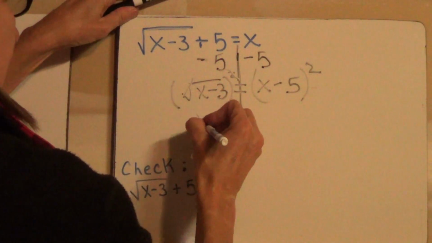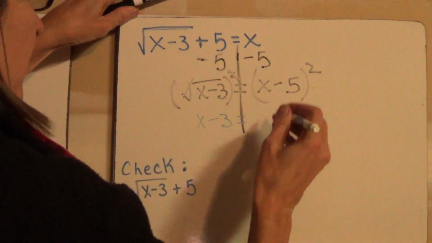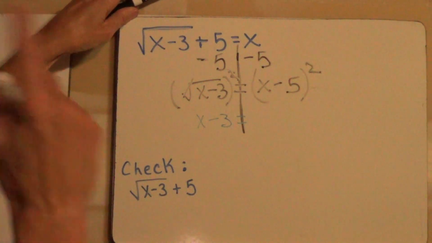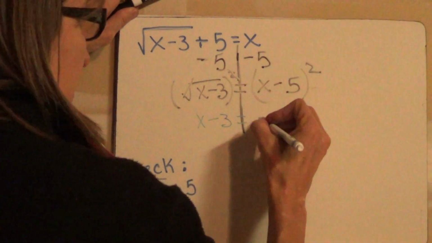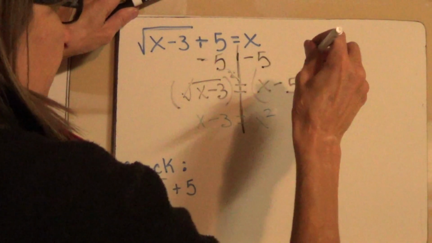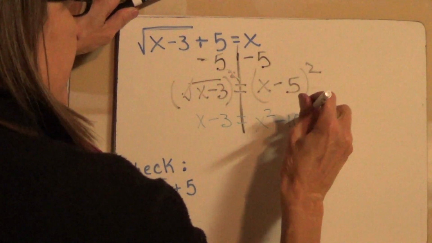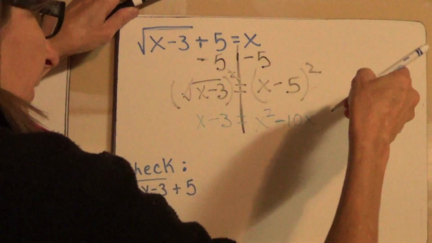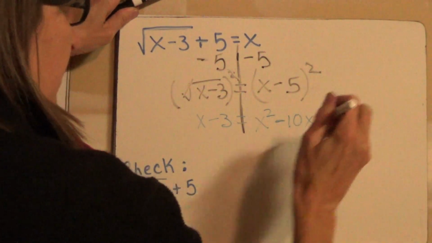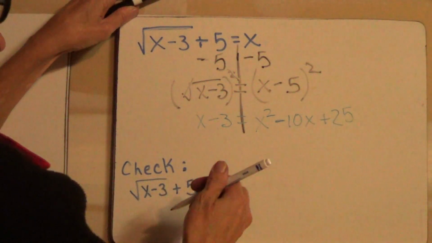And we get x minus 3 equals x minus 5 times x minus 5. You can FOIL it, you can box it. I do it in my head anymore. First times first would be x squared. Negative 5x and negative 5x would be negative 10x. And negative 5 times negative 5, being the last ones, would be 25. Now we just set it to 0 because we've got 3 terms.